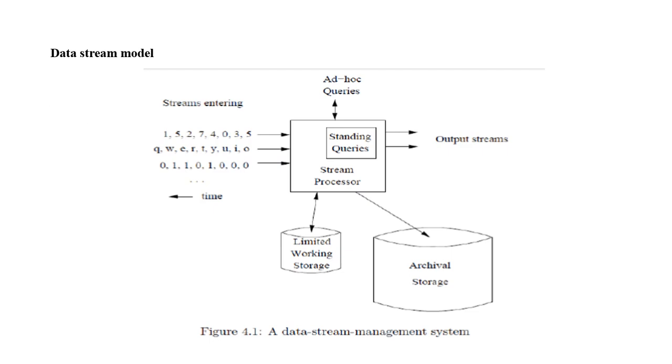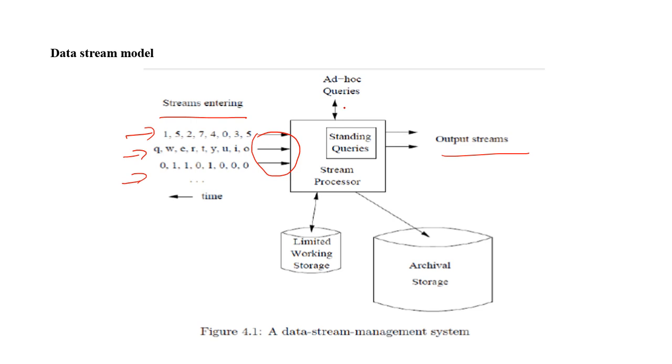Now next we will see the data stream model. As you can see, this is the input, that means the stream is entering, and this is the output. The stream means a continuous flow of data. This is a number, this is a character, this is a number. Maybe there is image data, audio data, video data. So stream means a continuous flow of data, and that data comes so fast, that means the velocity of this data is very high, and we need some mechanism to handle this fast data.